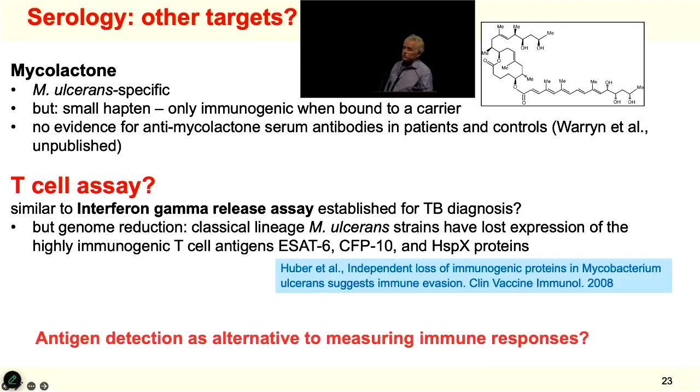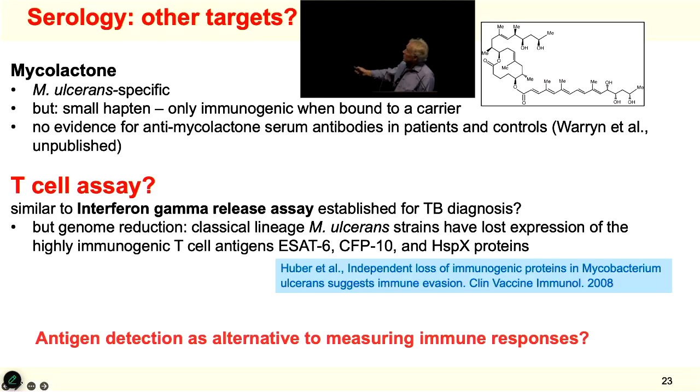How about other antigens? Mycolactone is a top candidate as specific for Mycobacterium ulcerans, but it's a relatively small antigen, and when it's not covalently bound to a carrier protein, these small antigens often don't produce significant antibody responses. In that sense, it's not surprising. We've tested a lot of patient sera and sera from healthy people in endemic communities, and we haven't found evidence of natural immune responses against mycolactone.